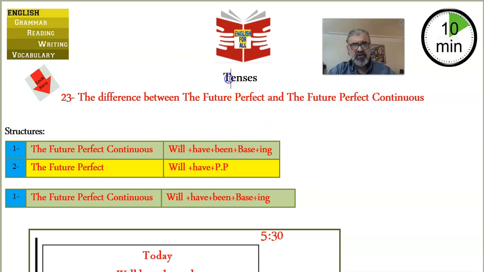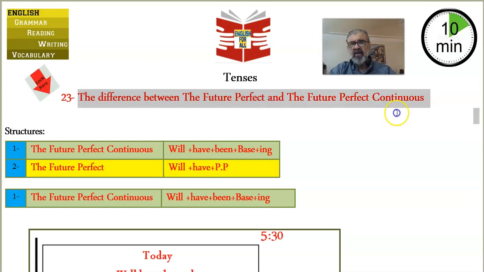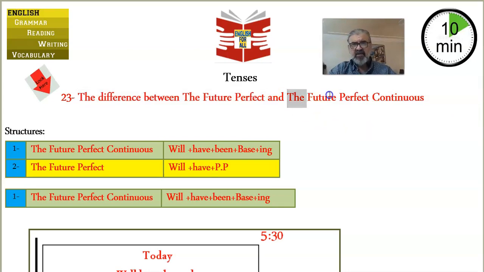Today's mini grammar tutorial is our last tutorial on tenses. In this tutorial, we're going to discuss the differences between the two tenses, the future perfect and the future perfect continuous. The future perfect continuous is not that common in English, although it's a good tense if you really understand how to use it.